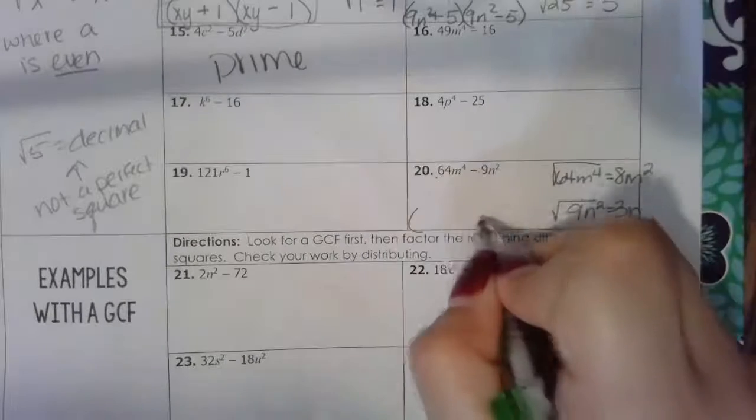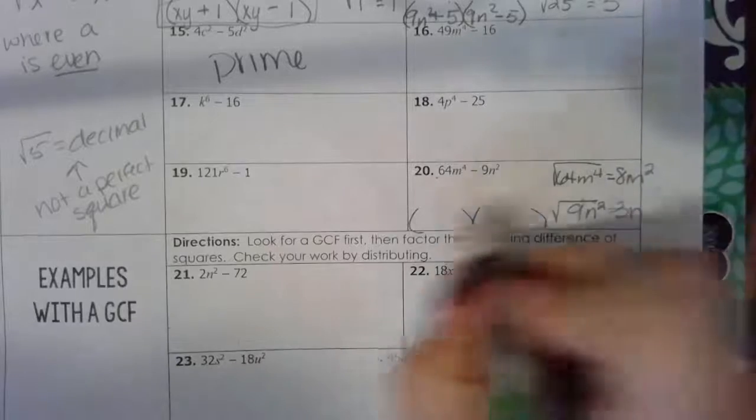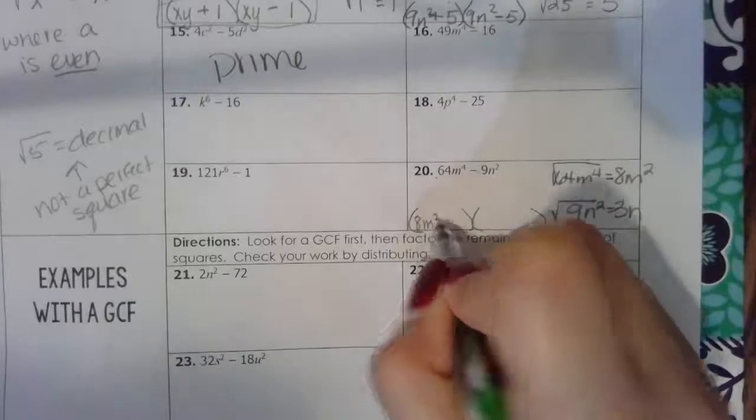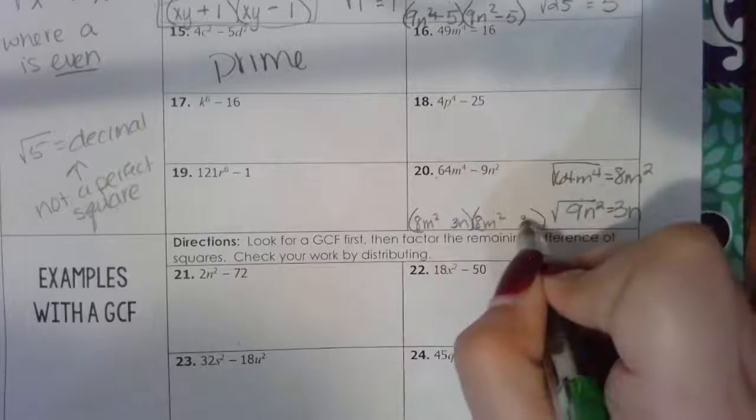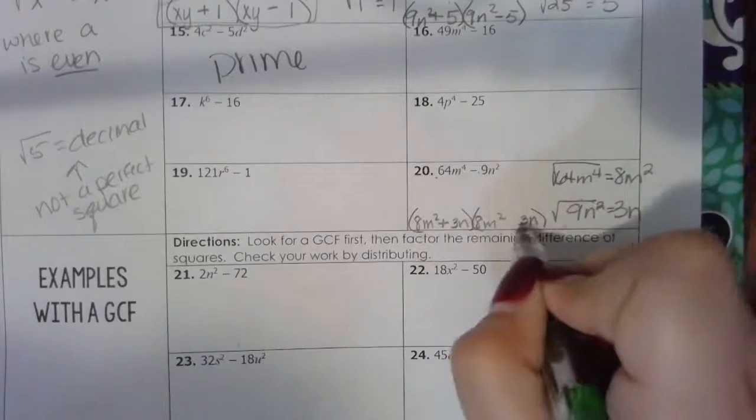So then, writing your two sets of parentheses, 8m squared comes first, 3n comes second, and remember you need addition and subtraction.